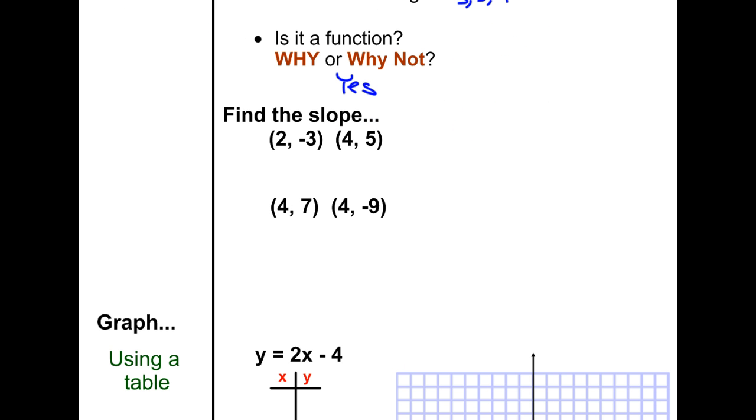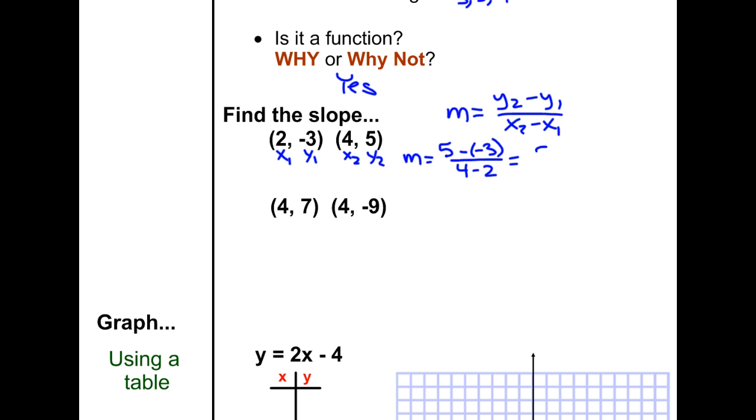All right, finding the slope. Remember, our slope is m equals y2 minus y1 over x2 minus x1. So for those ones, x1, y1, x2, y2, m is going to equal 5 minus negative 3 over 4 minus 2, which is going to equal 8 over 2, which equals 4. I'm not going to do the second example. If you guys want to do that one, feel free to do that with some extra work.